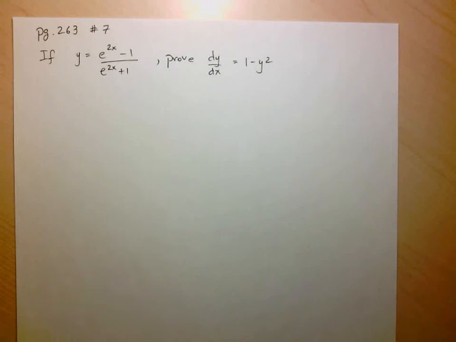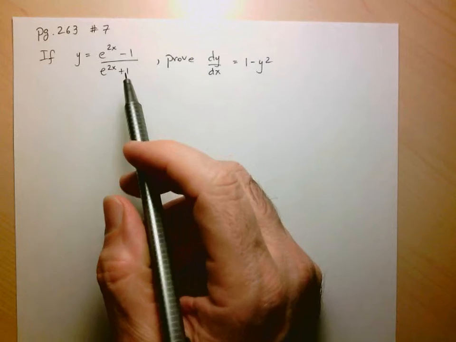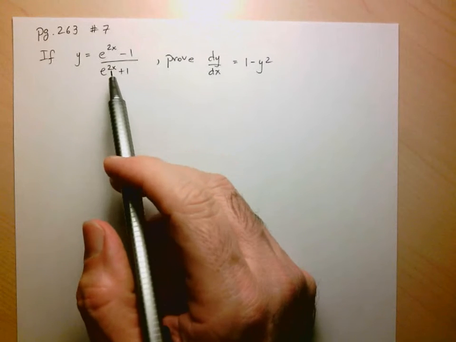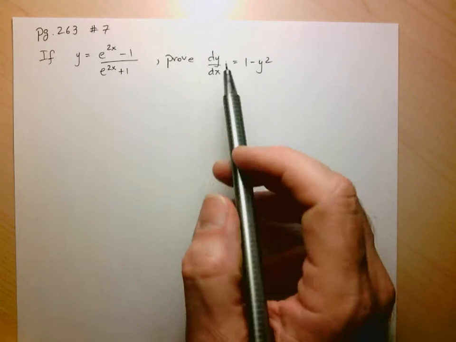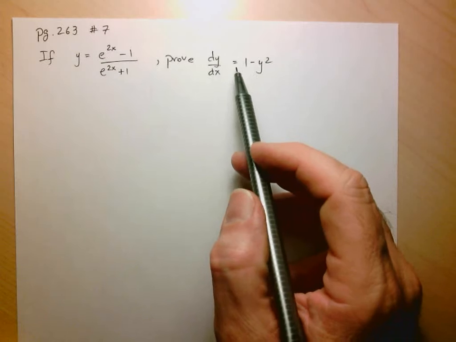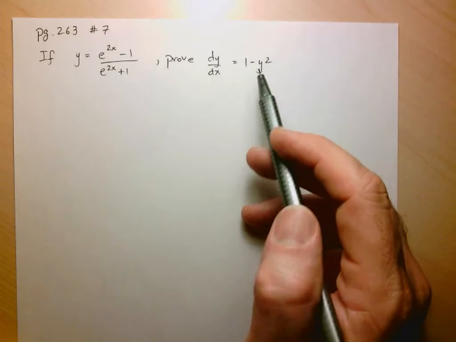Hi folks, we're going to take a look at page 263, number 7. So they give us this function here, which is a combination of exponential functions, and they want us to prove that the derivative of the function is equal to 1 minus that function squared.